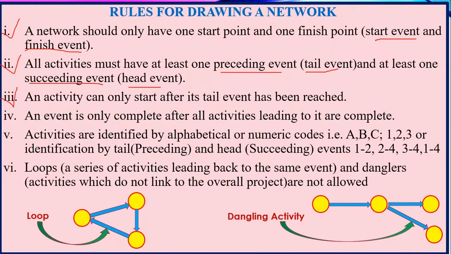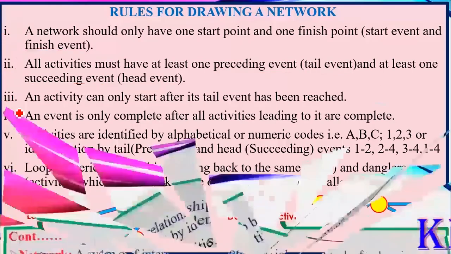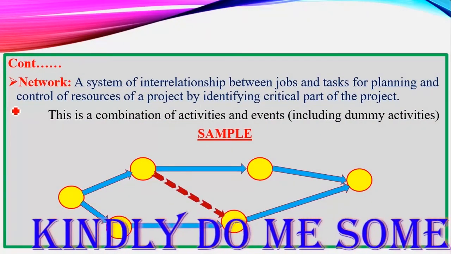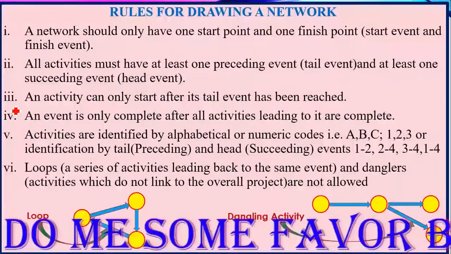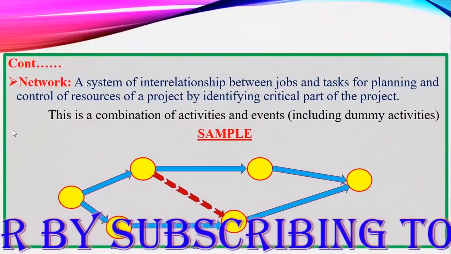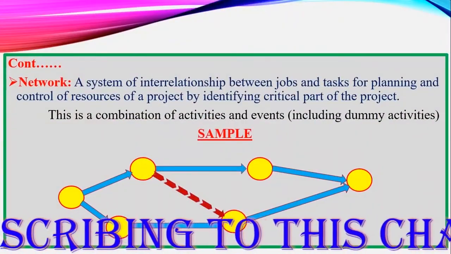We go to another rule. Rule number 4. An event is only complete after all activities leading to it are complete. So you only say that an event is complete. In this case, we are talking of an activity. We only say an activity is complete when all activities leading to it are complete.